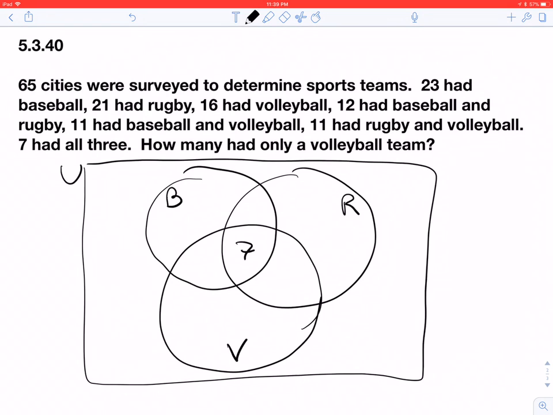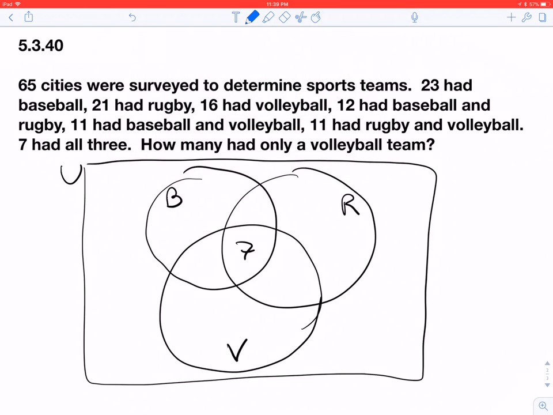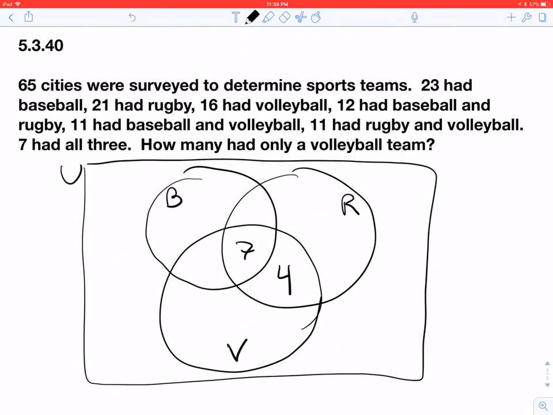Then it says 11 had rugby and volleyball. So the intersection of those two has to be 11. The intersection of rugby and volleyball is this football-shaped region here, or this vesica piscis. So that region has to add up to 11. We've used 7, so that's 4. 4 is the missing part there, so this part has to be 4.